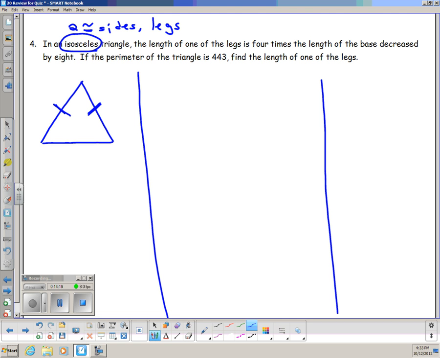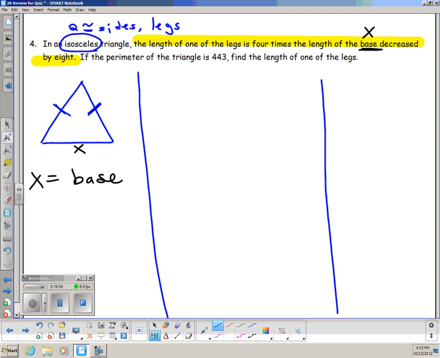You have 2 legs. It says the length of one of the legs is 4 times the length of the base decreased by 8. That whole sentence needs to be translated. The length of one of the legs is 4 times the length of the base decreased by 8. What object comes at the end of the sentence? I know some people say, well, 8 comes at the end, but 8 is a number. The object that comes at the end of the sentence is the base's length. That will be x. So x will be the length of the base, so I'm just going to call it base for here. And I'm going to label it on my triangle.